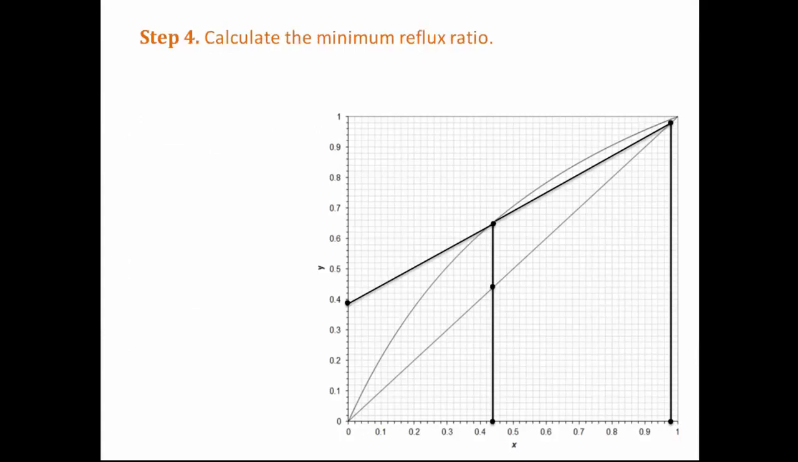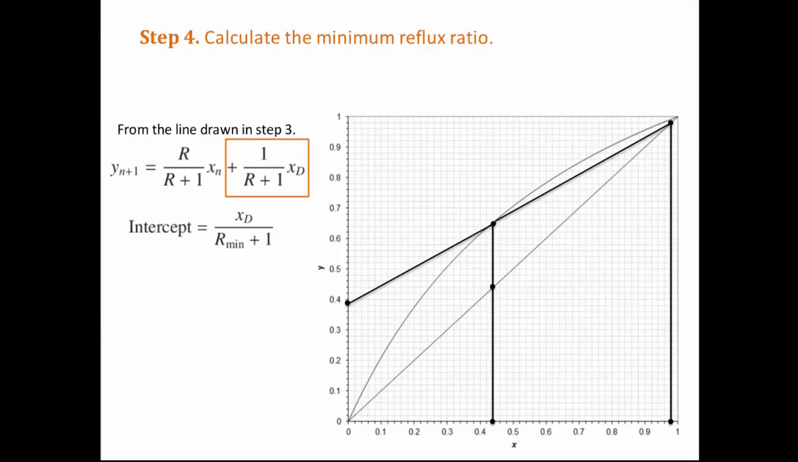Next, we need to calculate the minimum reflux ratio. We do this using the line we just drew. Use the general equation for the operating line. This tells us that the y-axis intercept value is equal to xD over R min plus 1. This is because the line we drew is at the minimum reflux ratio. Rearranging this gives R min equals xD over the intercept minus 1. Reading off the y-axis, the intercept is found to be at 0.3874. Therefore, the minimum reflux ratio is 1.53.